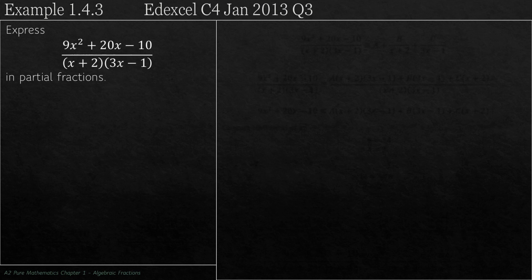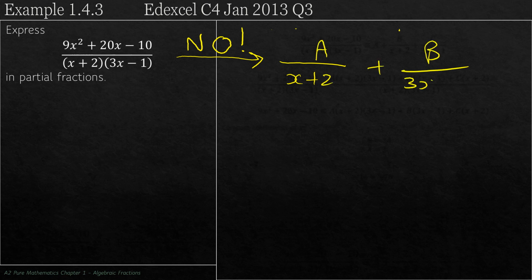Our example is taken from a past paper question. Express this in partial fractions. Now, the most common mistake in this question would be to not check whether we have a proper fraction. So the most common mistake, and please don't do this, is to look at this and go straight into partial fractions, something over x plus 2 and something over 3x take 1. You will never get the right answer, and you probably won't get any marks whatsoever on this question.